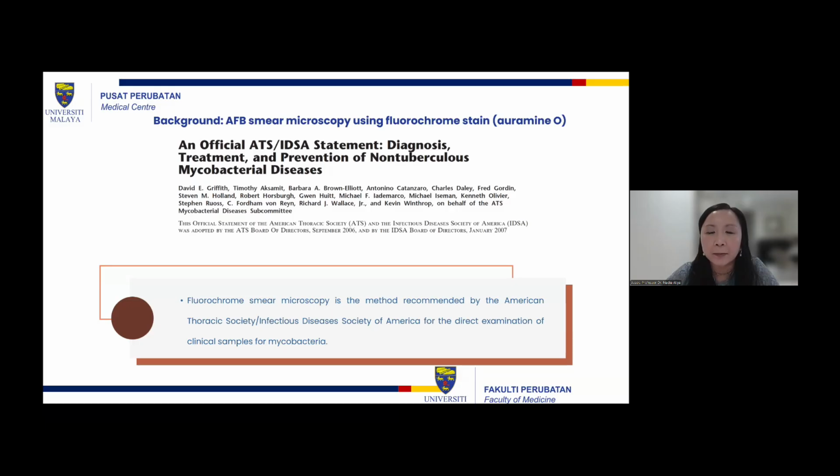I think that most of you would be more familiar with the Ziehl-Neelsen stain, the ZN stain. The Auramine O stain is actually about 10% more sensitive than the Ziehl-Neelsen staining method. So that's why it is the recommended microscopy method for identifying mycobacteria in clinical samples.